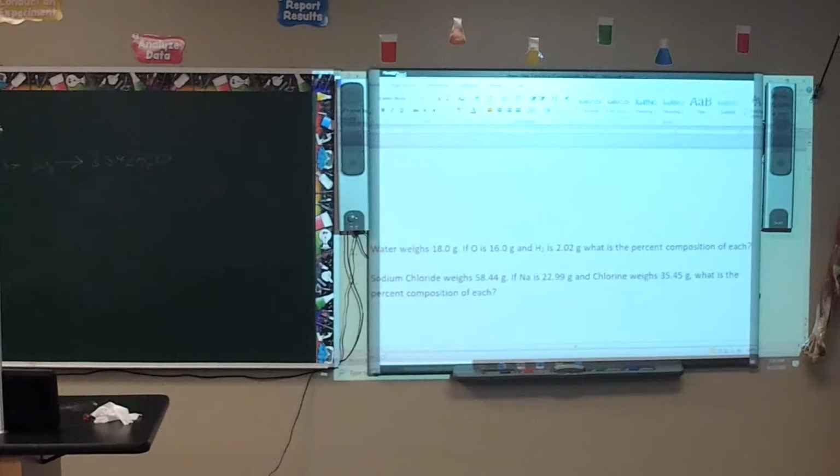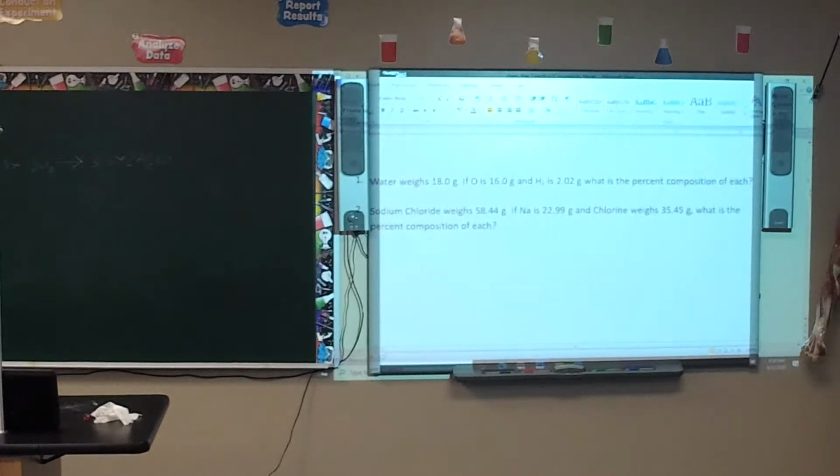Okay. What do you do? Alright, so remember, you're finding the percent of the substance. How much of the substance is a certain amount? If you look in your book, it's on chapter 5, page number 45, where it tells you how to do it.